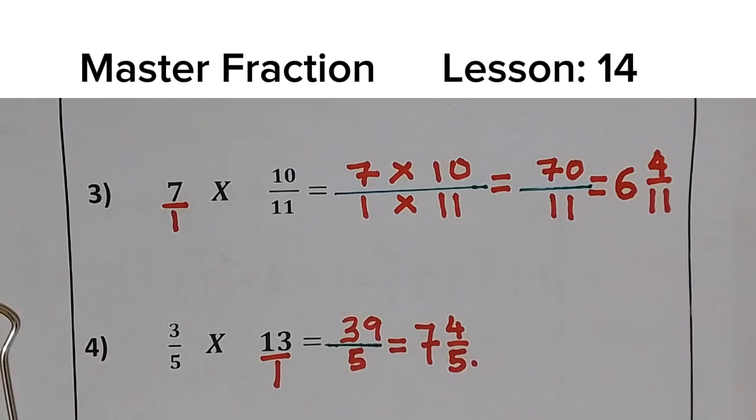Hope you understand how to multiply a whole number by a fraction, where we change the whole number into a fraction by putting it over 1. Then we multiply the numerator by numerator and denominator by denominator. And at the end, we change the number that we get into a mixed number and simplify the answer.